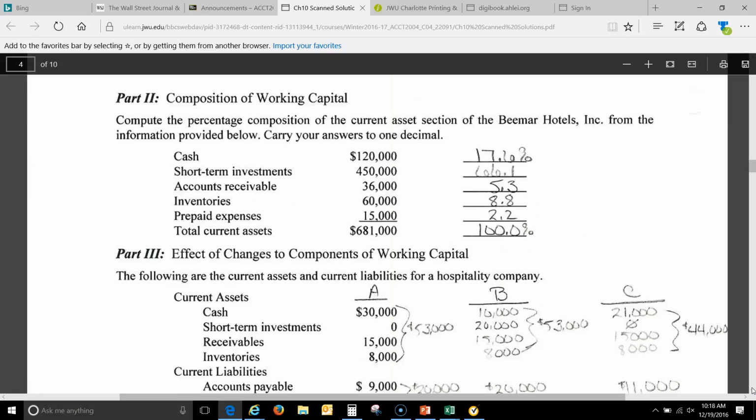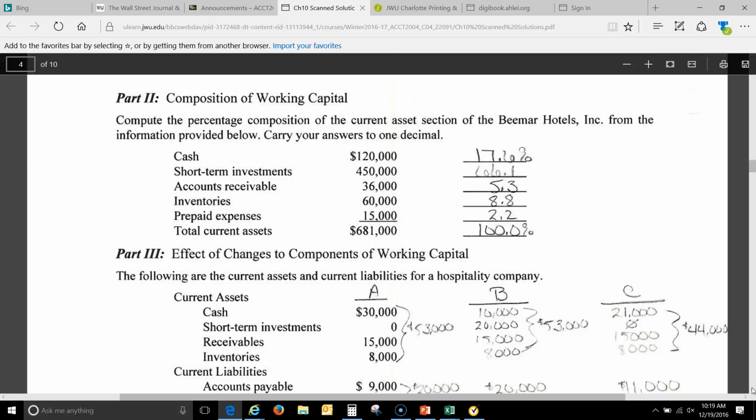Okay. Part 2 says composition of working capital. It says compute the percentage composition of the current assets section of the BMAR Hotels Inc. from the information provided below. Carry your answers to one decimal place. Now, how would you calculate those? You would divide everything by the total current assets. Correct. Very good. Each one of those items is divided by the total current assets.